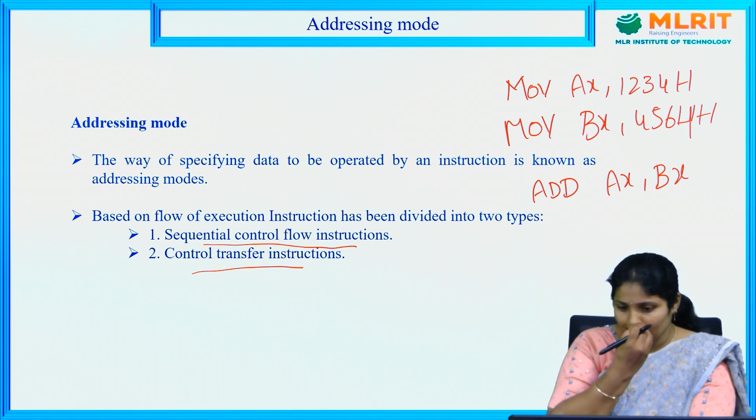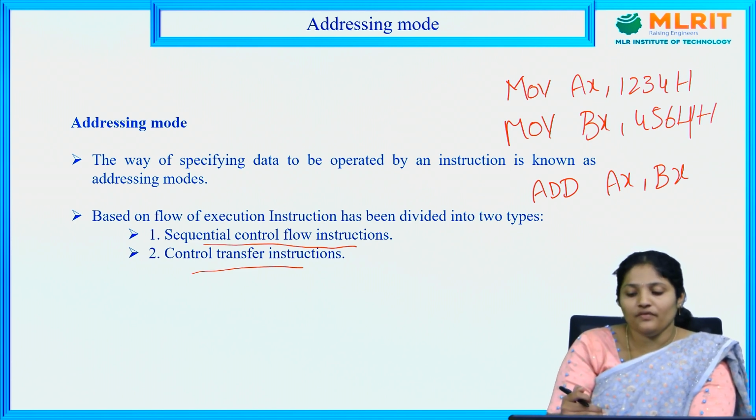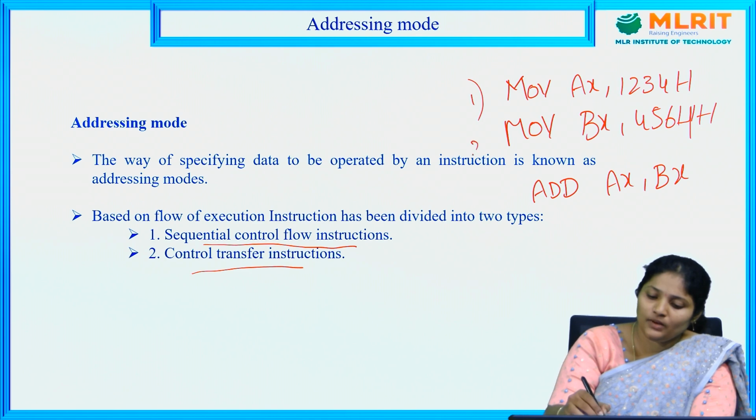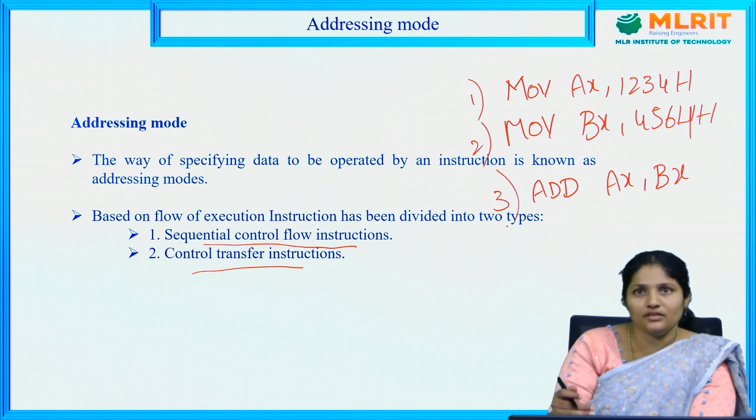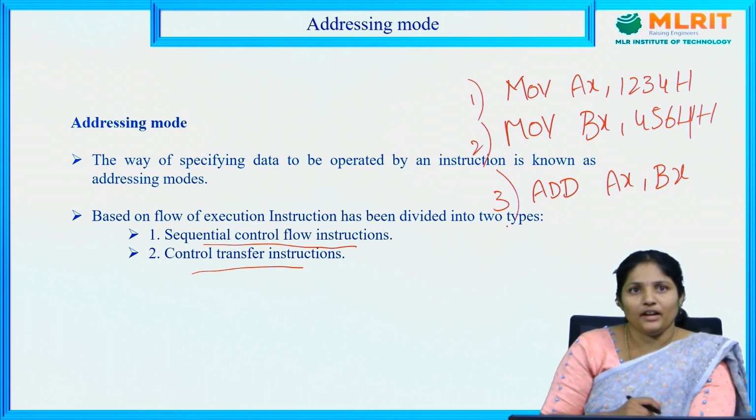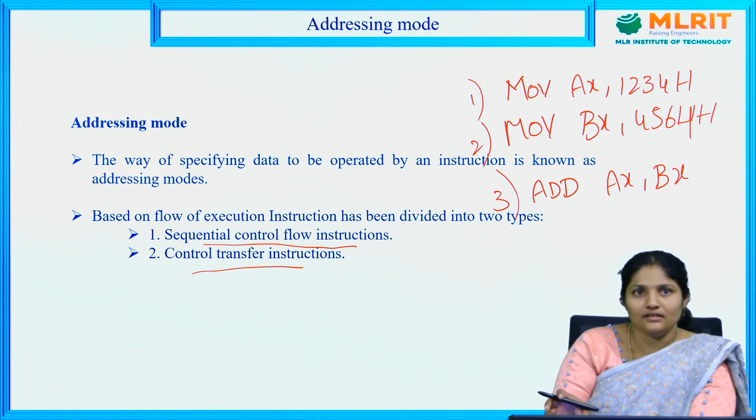Here the flow of execution of the instructions will be like this: 1, 2, 3. It will be continuous, one by one. So this example is nothing but sequential control flow instructions.